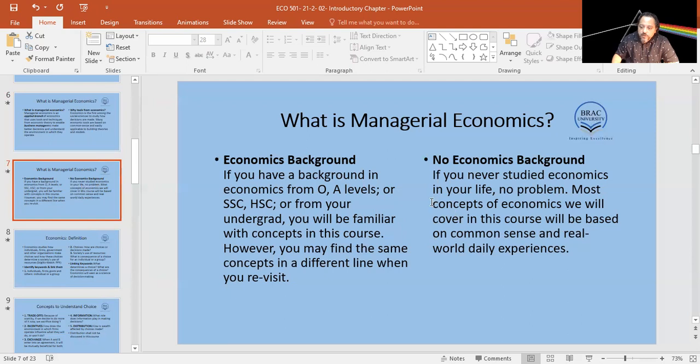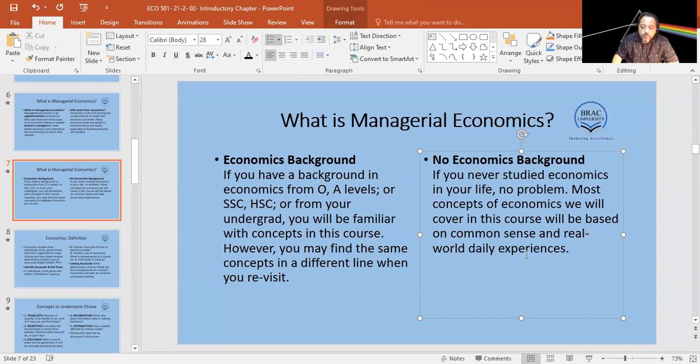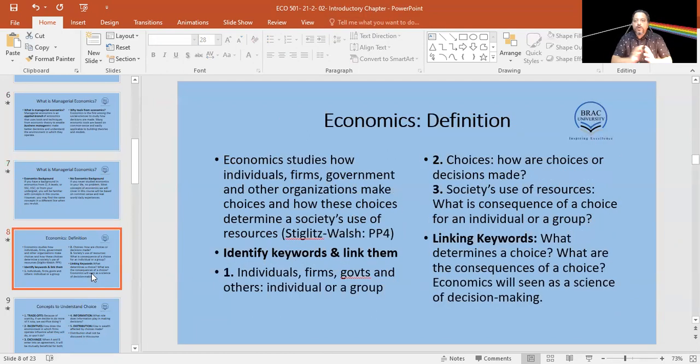Because most concepts of economics that we will be covering in this course will be based on common sense and real world daily experiences. So now let's start with the definition of economics. We are taking this definition from Stiglitz and Walsh, page number 4. You already have this reference, chapter 1. There are thousands of definitions of economics. Since we are following Stiglitz and Walsh, we will be looking at this definition only. But our objective will be to find a technique on how to understand a definition.